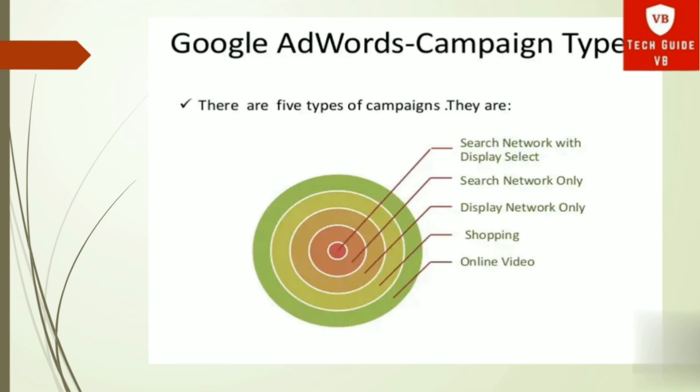There are a few types of campaigns. First is search network with display select. Second is search network only. Third is display network only. Fifth is shopping and last is online video.